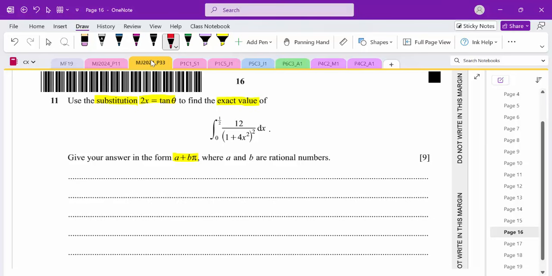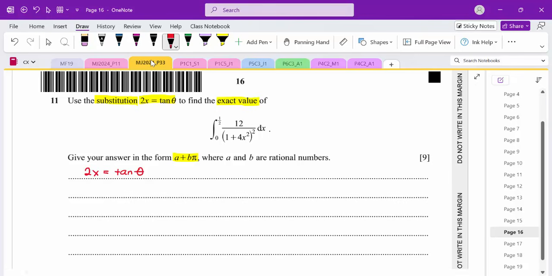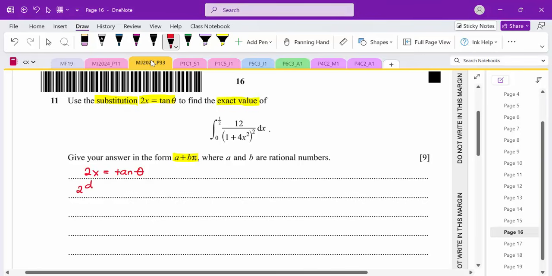So first step, we have 2x equals to tangent theta. Start from here, I want to find the differentiation for this equation. When I differentiate 2x, I get a 2. I want to differentiate with respect to theta, so I'm having dx d theta, equals to tangent theta. If you differentiate it, you will have secant square theta. And I want to rephrase dx in terms of theta. So you're having 1 over 2, secant square theta, d theta.